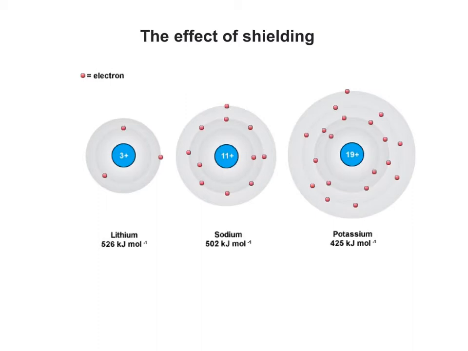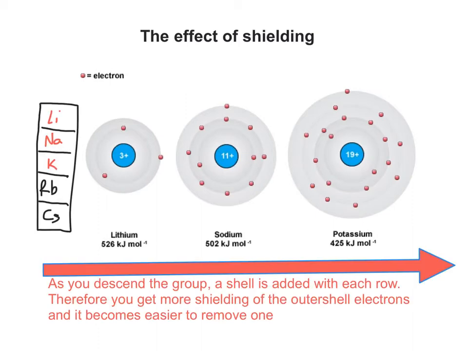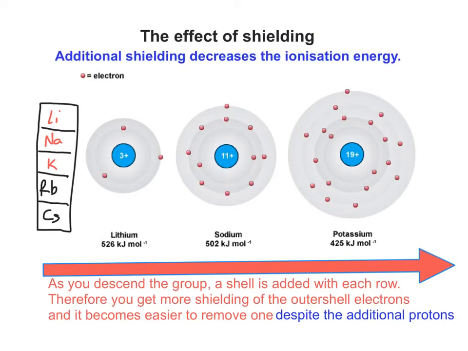So looking at lithium, sodium and potassium in group 1. Going down the group, a shell is added each time, and therefore you get more shielding of the outer shell electrons. It becomes easier to remove one, even though you actually have more protons. So shielding has a very powerful effect on the ionisation energy. The key thing to remember is additional shielding decreases the ionisation energy.